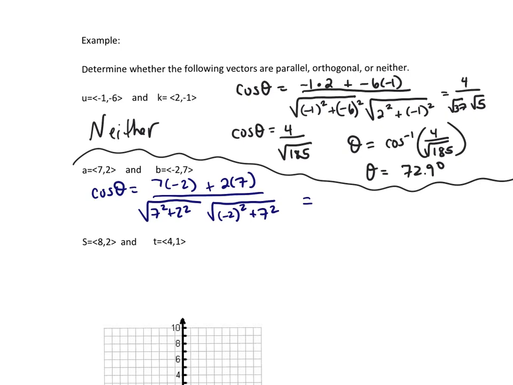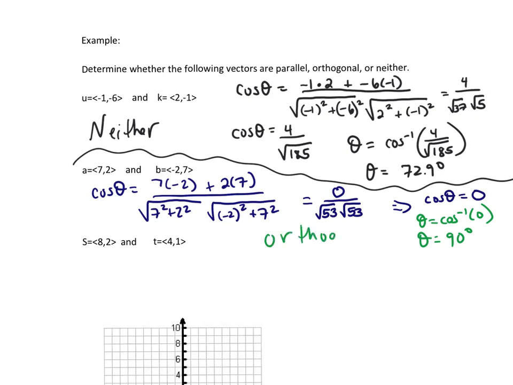So that's going to give me negative 14 plus 14 on top, which is 0, over, we have two of the same thing. It's 49 plus 4, which is 53, and this is the same one. But if you notice, 0 over anything is 0. So this is essentially saying the cosine of theta equals 0. So if I take the inverse cosine of 0, that's going to give me 90. So right away, because their dot product is 0, because the angle between them is 90, they are orthogonal.